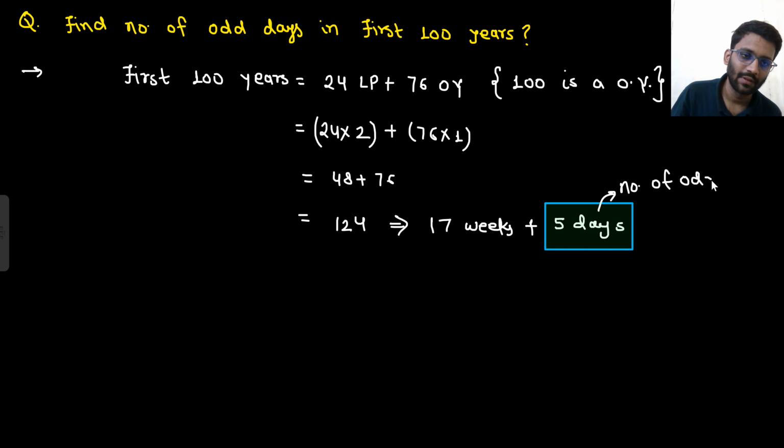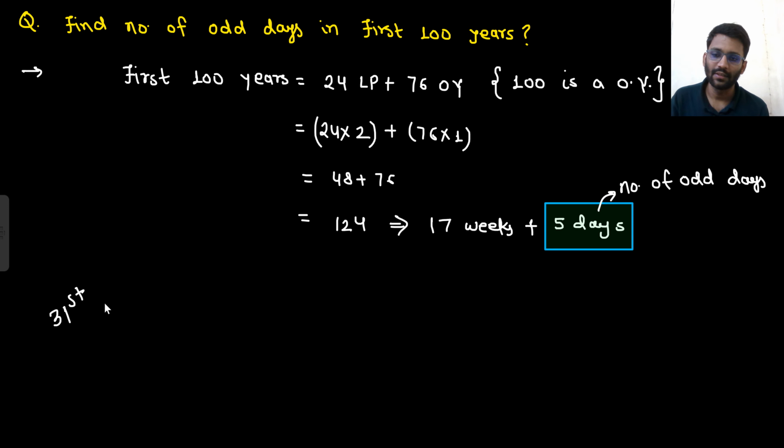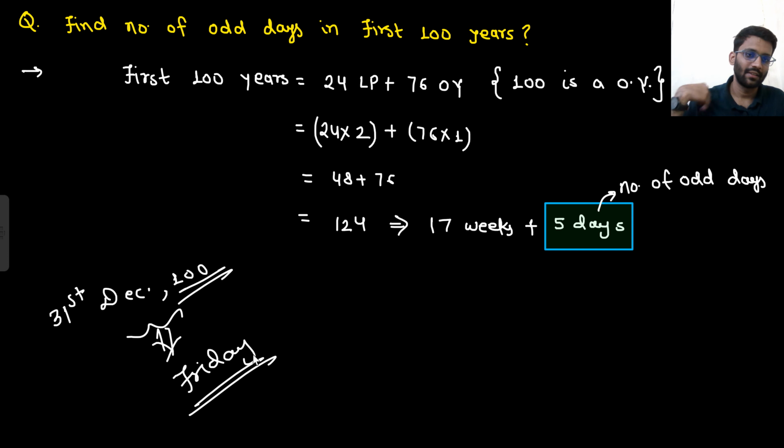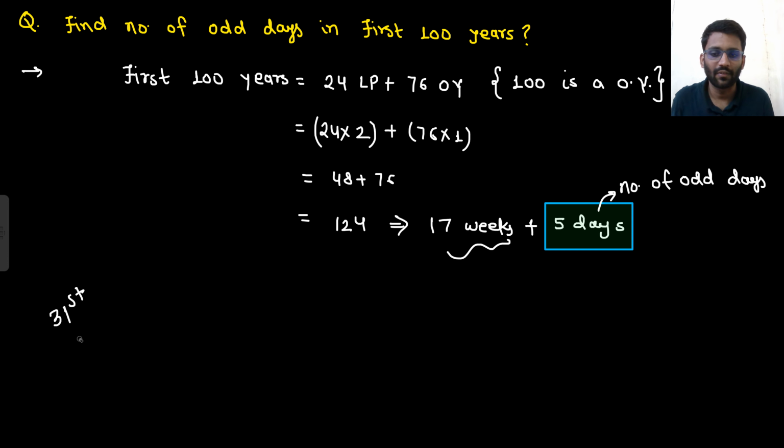And now if I ask you the question that on 31st December year 100, what was the day? Sunday, Monday, Tuesday, what was the day? 5. That means it was Thursday. No, sorry. If you are having number of odd days as 5, it was Friday. You can check on Google that on 31st December 100, the day was Friday. Why? Because number of odd days is 5. That means still here you are having Sunday, then Monday, Tuesday, Wednesday, Thursday, Friday. So the 5th day will be Friday.